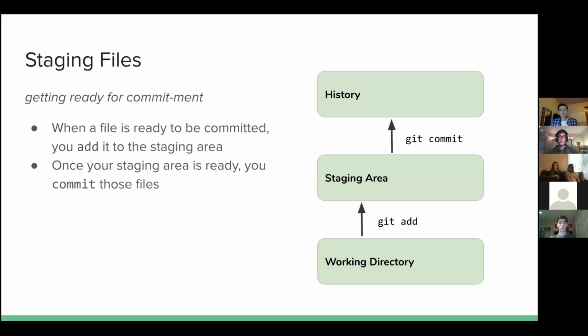So getting ready for committing files, first you have to stage them. And this is done through git add, which takes files from your working directory and puts them into the stage directory. That's basically telling Git, hey, I'm about to commit these. So once you've staged all your files, then you actually commit them and it's history from there.